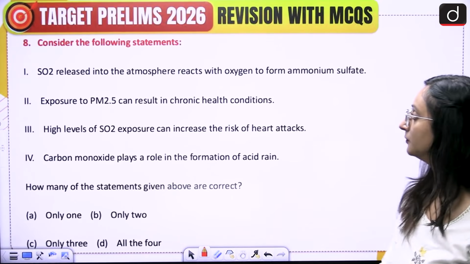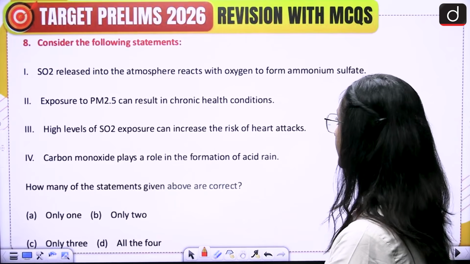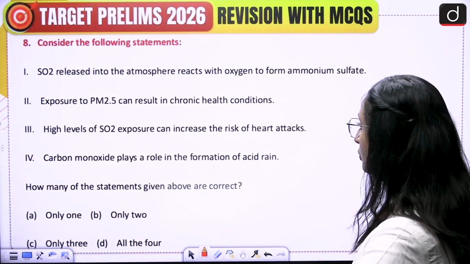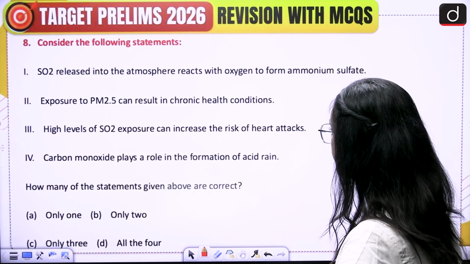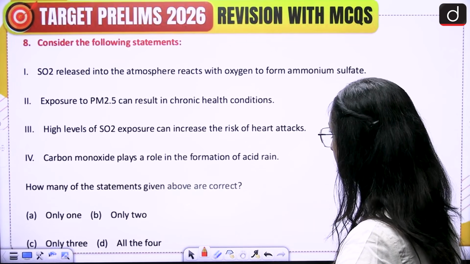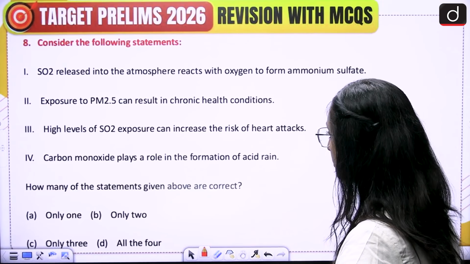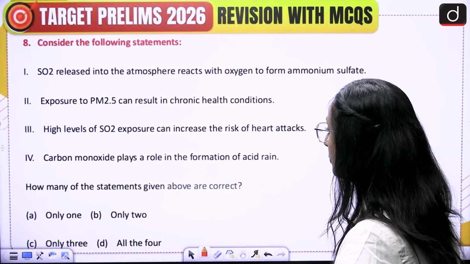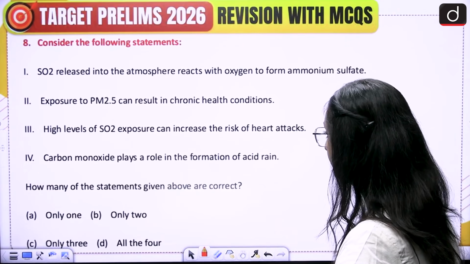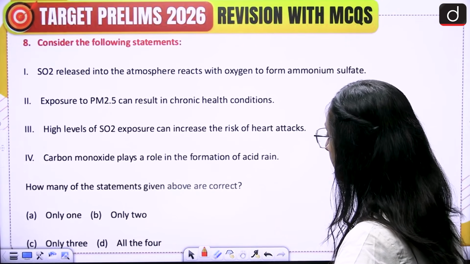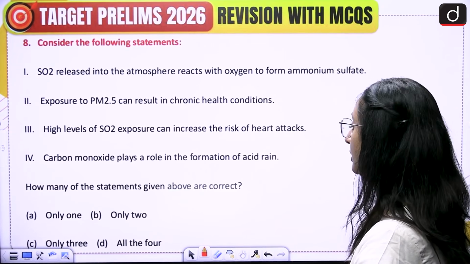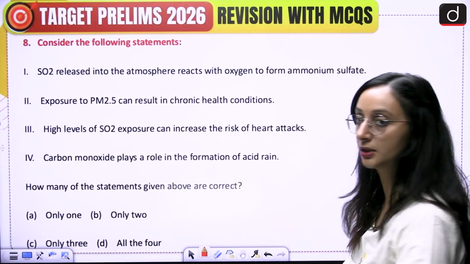Question 8. Consider the following statements. 1. SO2 released into atmosphere reacts with oxygen to form ammonium sulfate. 2. Exposure to PM 2.5 can result in chronic health conditions. 3. High levels of SO2 exposure can increase the risk of heart attacks. 4. Carbon monoxide plays a role in the formation of acid rain. How many of the statements given above are correct? A, only 1, B, only 2, C, only 3, or D, all the 4? Please attempt this question.